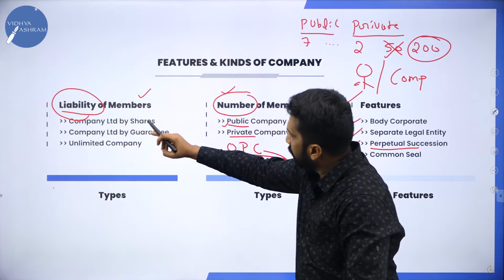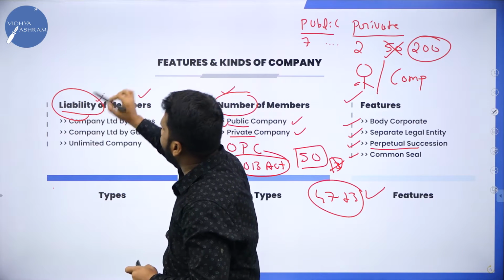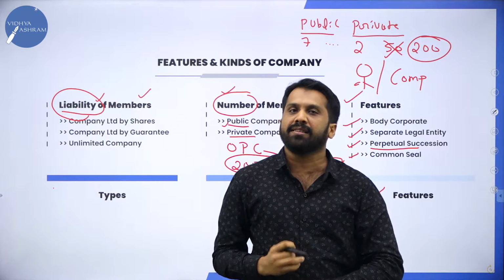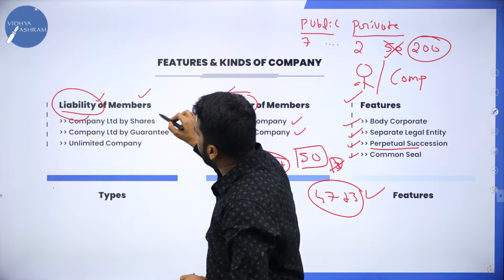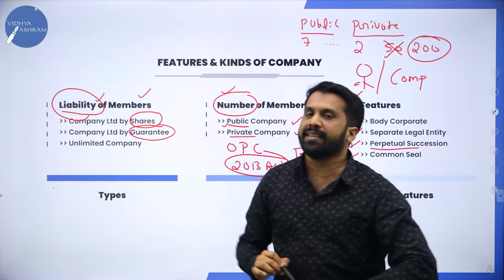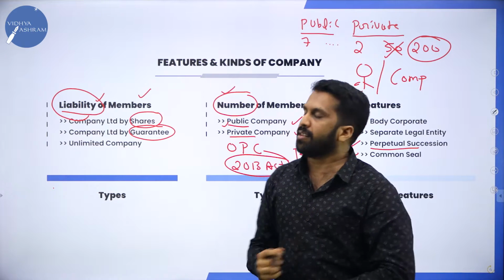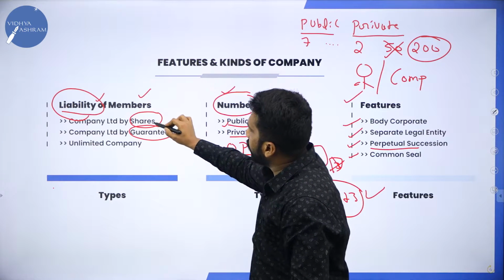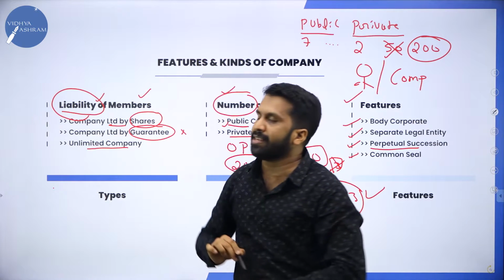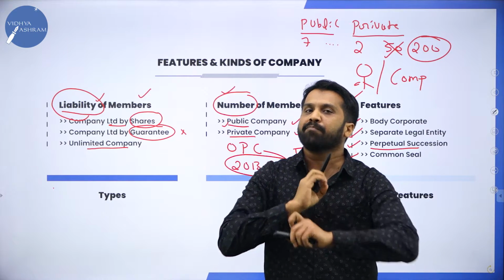Now, again, types of company on the basis of liability of members. So what is called liability? Now, you have company limited by shares and company limited by guarantee. What is company limited by shares as well as guarantee? Guarantee I'll come to later. We'll discuss limited by shares as well as unlimited company. I'll give you a small example so that you can understand.